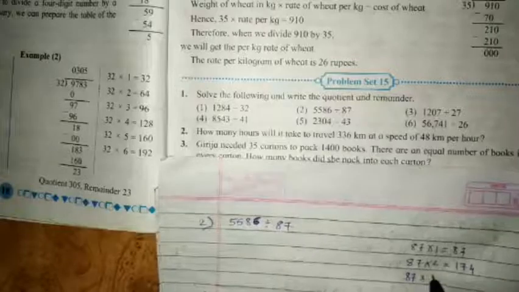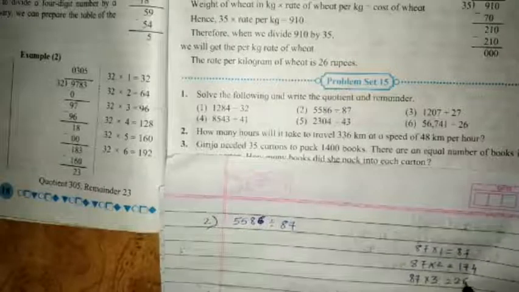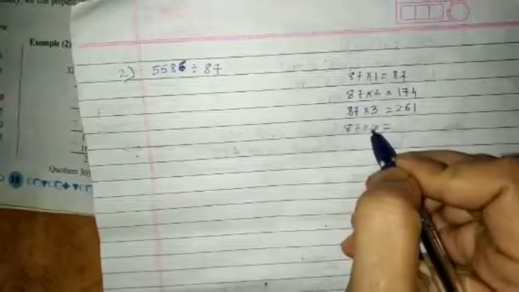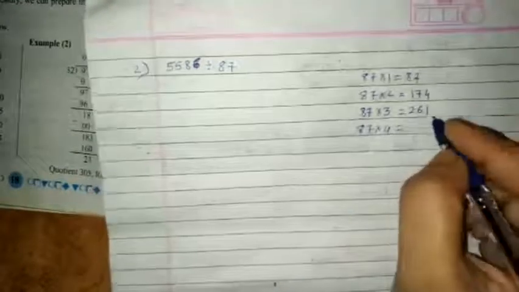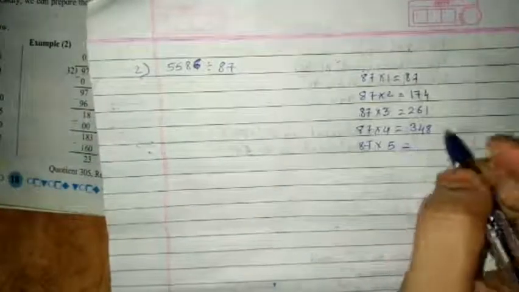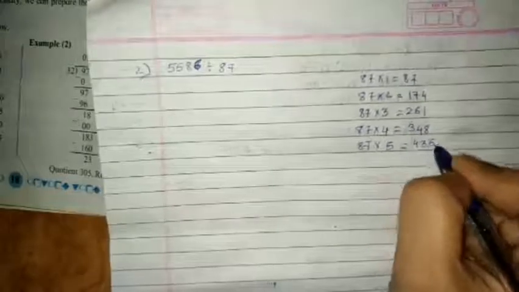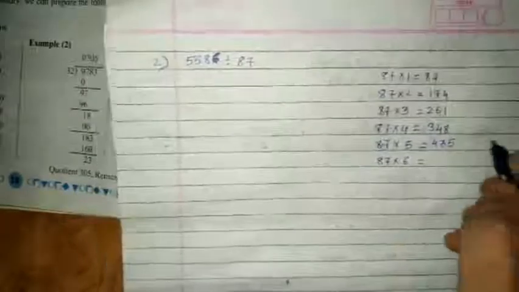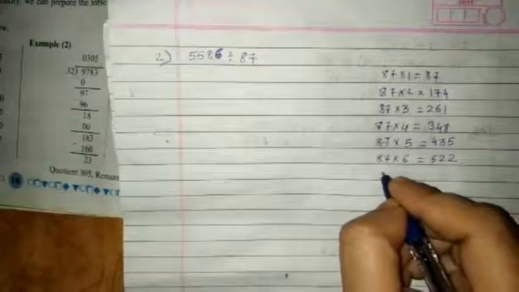87 threes are 261. 87 fours are 348. 87 fives are 435. 87 sixes are 522. Okay, like that we will make the tables.